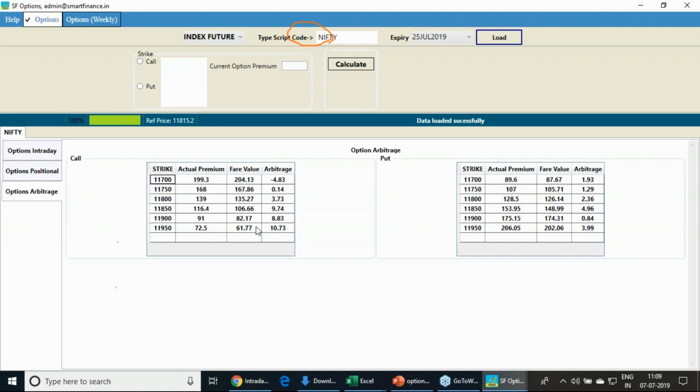950 is trading at this, fair value is this, actual premium is this. So there is a 10 rupees excess value here. So these arbitrage values also you can get here. So the software has many features.